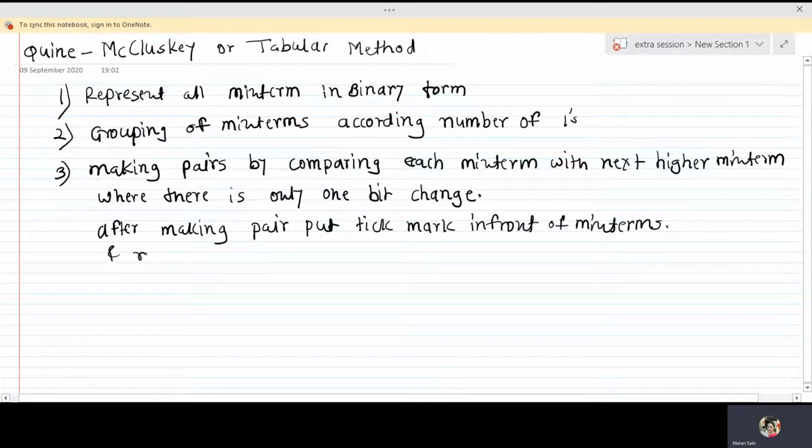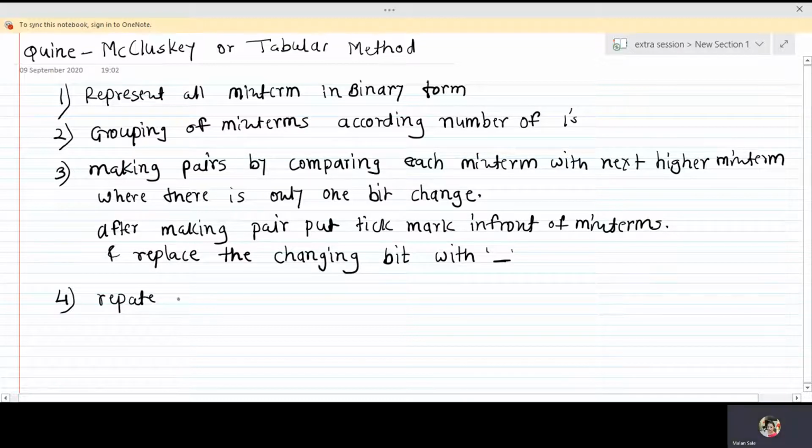And replace the changing bit with a dash. Fourth step is repeat the process of making pairs with only one bit change.